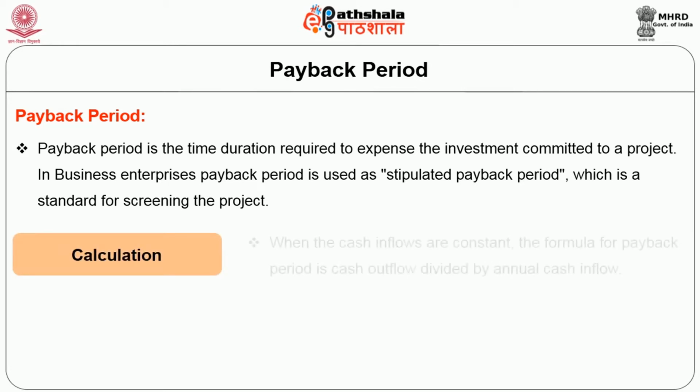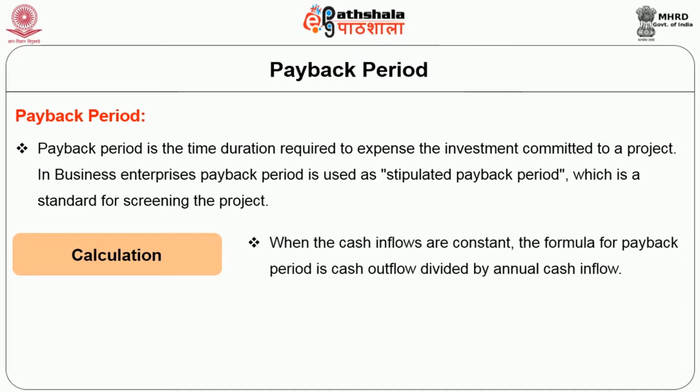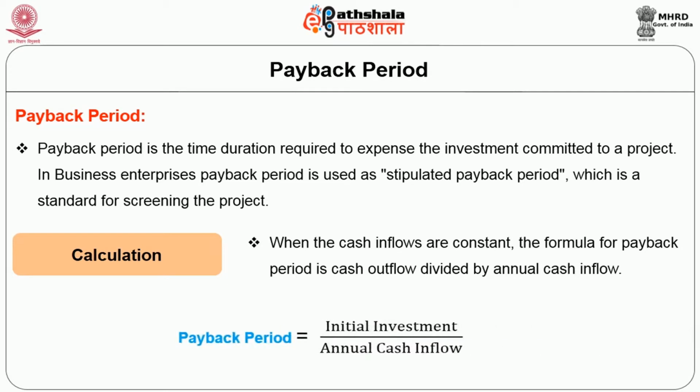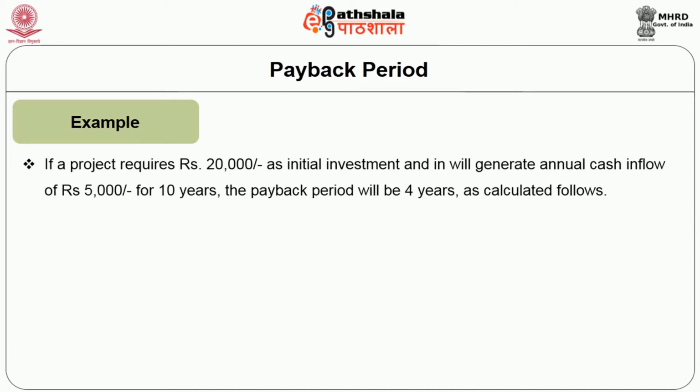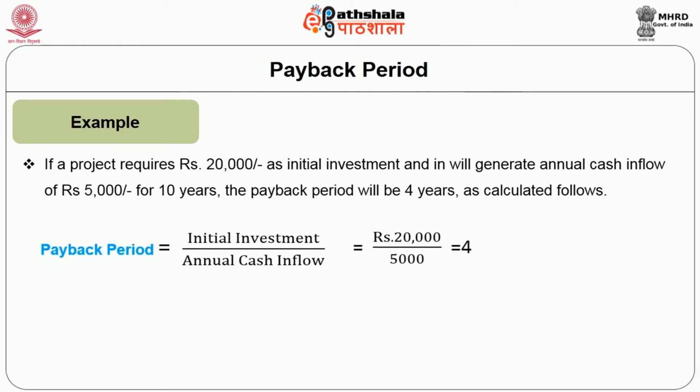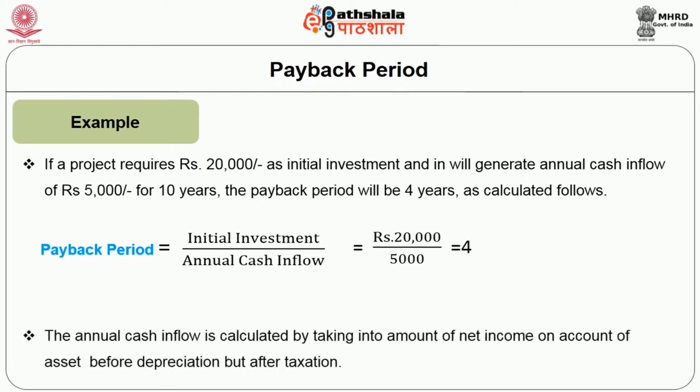Payback period calculation. When the cash inflows are constant, the formula for payback period is cash outflow divided by annual cash inflow. Payback period is equal to initial investment divided by annual cash inflow. Example: if a project requires rupees 20,000 as initial investment and it will generate annual cash inflow of rupees 5,000 for 10 years, the payback period will be 4 years, as calculated follows. Payback period is equal to initial investment, that is 20,000, divided by annual cash flow, that is 5,000, which is equal to 4. The annual cash flow is calculated by taking into account the net income on account of the asset before depreciation but after tax.